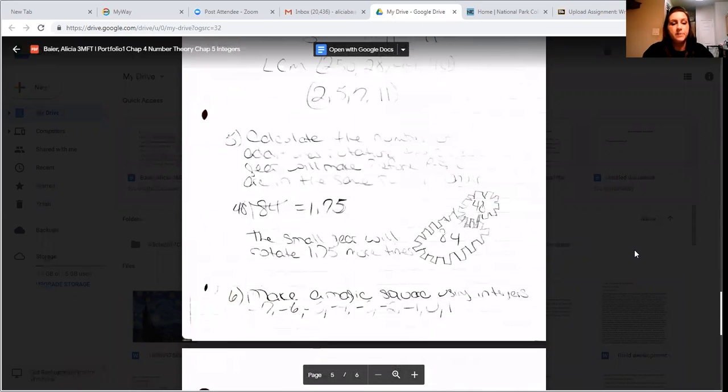Okay, calculate the number of rotations of the small gear before A and B are in the same position again. I did 84 divided by 48 equals 1.75. So the small gear will rotate 1.75 more times than the large gear for them to get back in the equal spot.